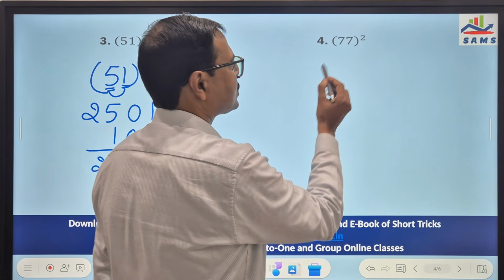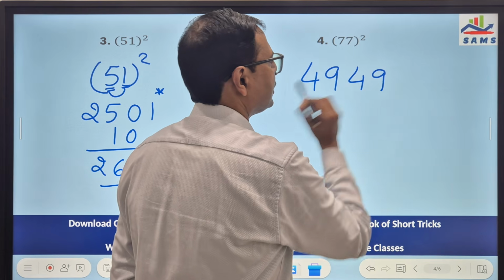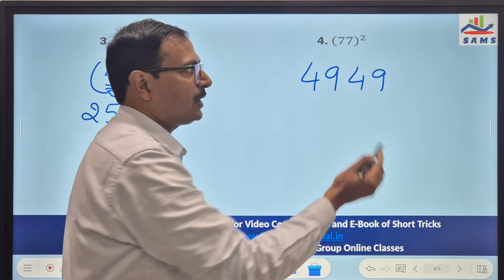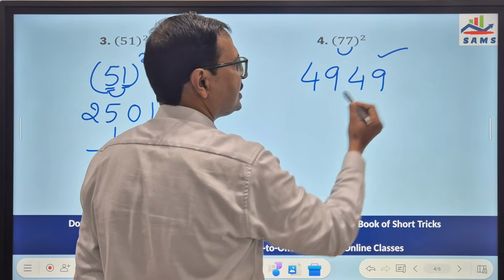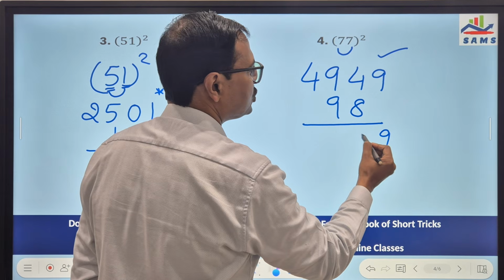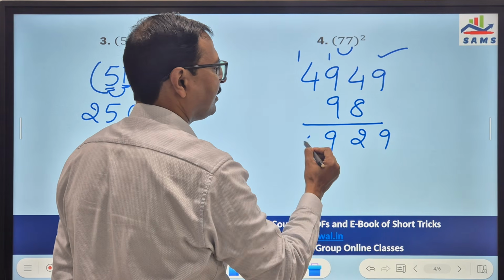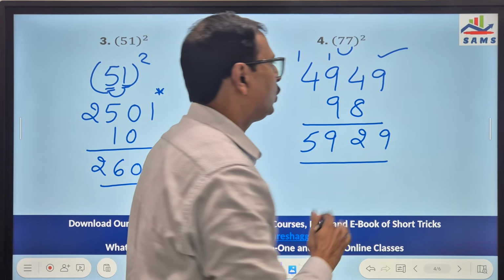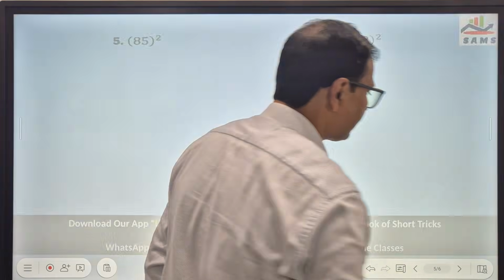Similarly, 77 square. 7 square 49, 7 square 49. So 2-digit number, no problem. Now 7 7s are 49, double is 98. Leave one digit and write 98 like this. Just add vertically, 9, 12 means 2, 1 carry, 19 means 9, 1 carry, and you have the 5. 5929 is the square of 77. See how wonderfully the things are working.